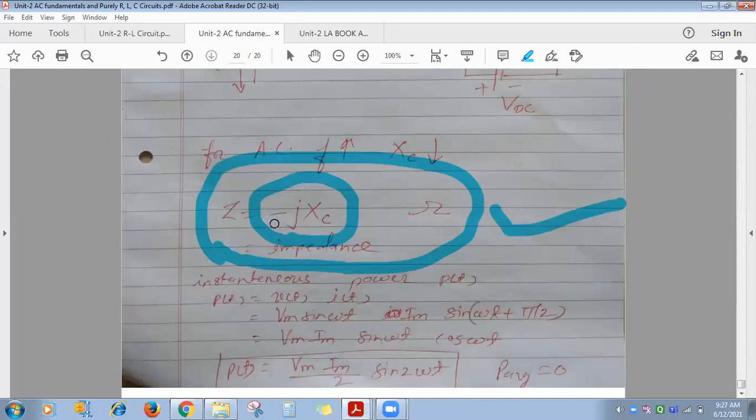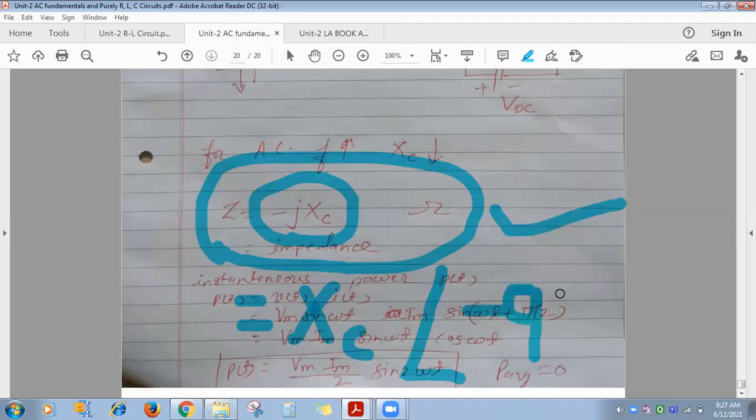Z here is, see all of you can see, minus JXC. Nothing but its polar form is what? Square root of the square of the real part plus the square of the imaginary part. Real part is 0 here. So 0 square plus XC square, its square root means XC at an angle of minus 90 degree. Consider it is minus 5j, tan inverse of minus 5 divided by 0. So minus 90 degree. So this one is the polar form.